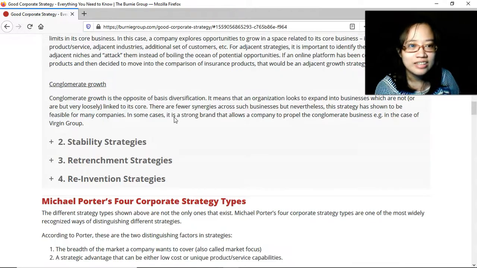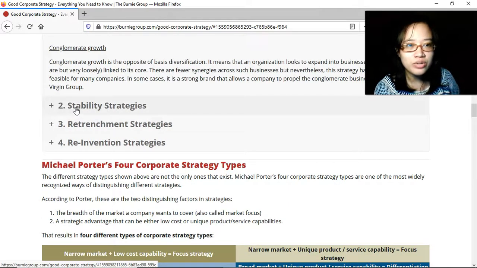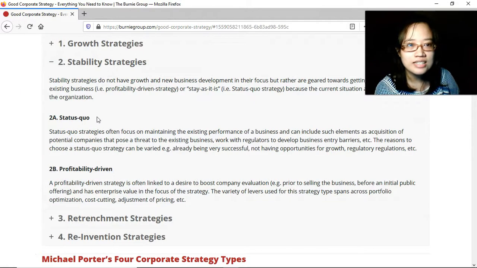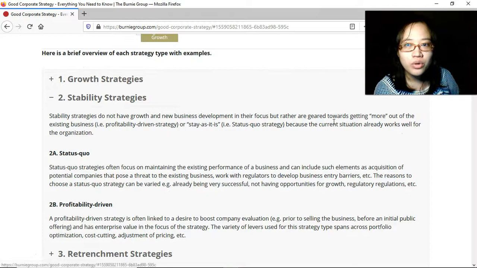Okay, and then we go to the stability strategies. Stability strategies do not have growth and new business development in their focus, but rather are geared towards getting more out of the existing business. Okay? Kung ano yung meron, yan na yon. Tapos dalawa, no? Either profitability-driven strategy or stay as it is, or yung status quo na tinatawag, because the current situation already works well for the organization.